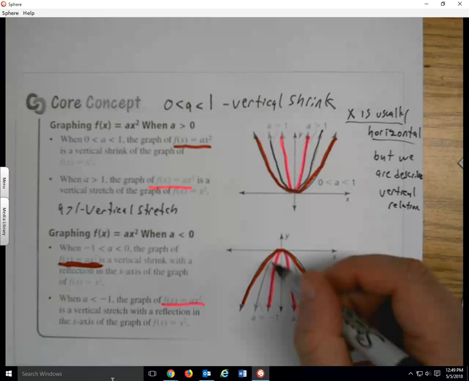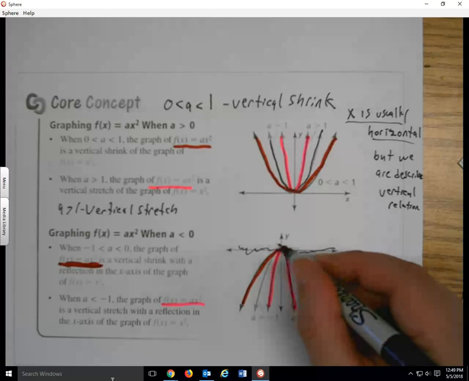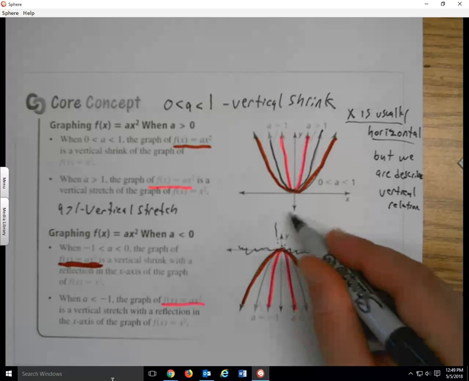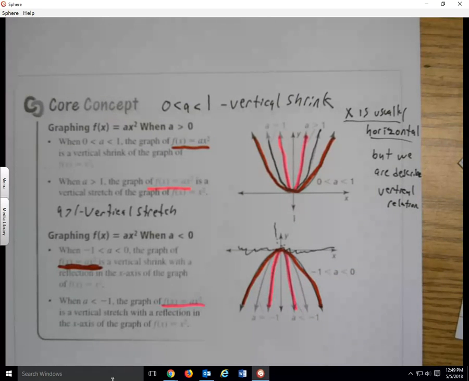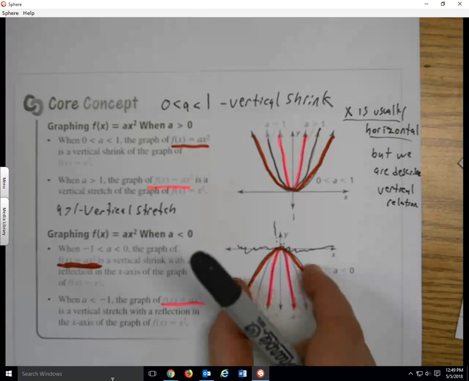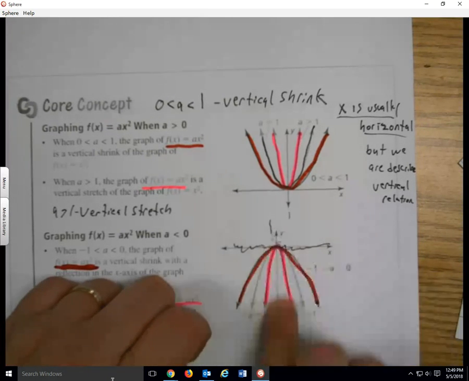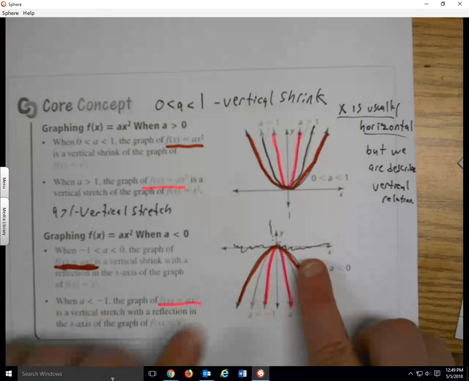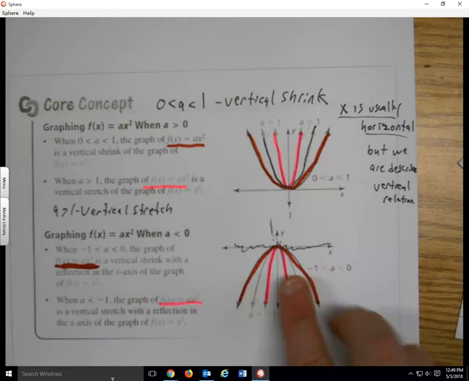So again, we're reflecting on this x-axis here. Instead of going up, it's now going down. Okay, so that would be the comparison. And everything else would still be the same as far as the vertical stretch and the vertical shrink. If it's a fraction, it's still a vertical shrink, which means it's shrinking away from the y-axis. And if it's a number greater than 1, then it's a vertical stretch, which would be the pink here.